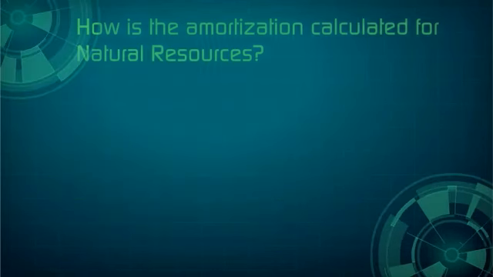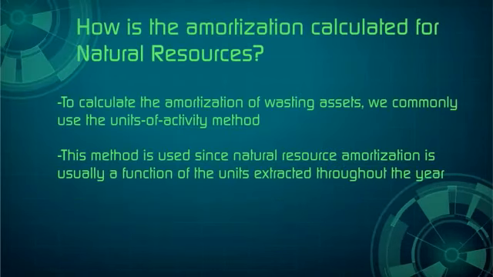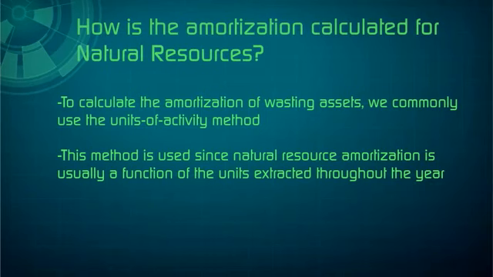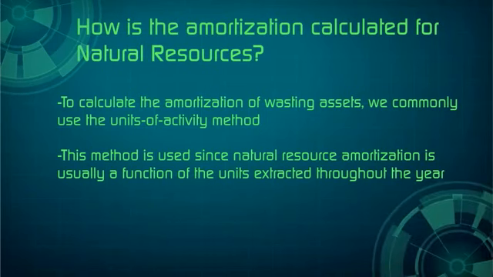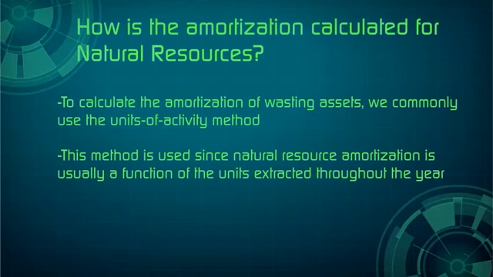An additional point to note is that natural resources don't wear out over time, but they lose value when the resource is being extracted. This is why we use depletion rather than depreciation for natural resources. To calculate the amortization of wasting assets, we commonly use the units of activity method. This method is used since natural resource amortization is usually a function of units extracted throughout the year.